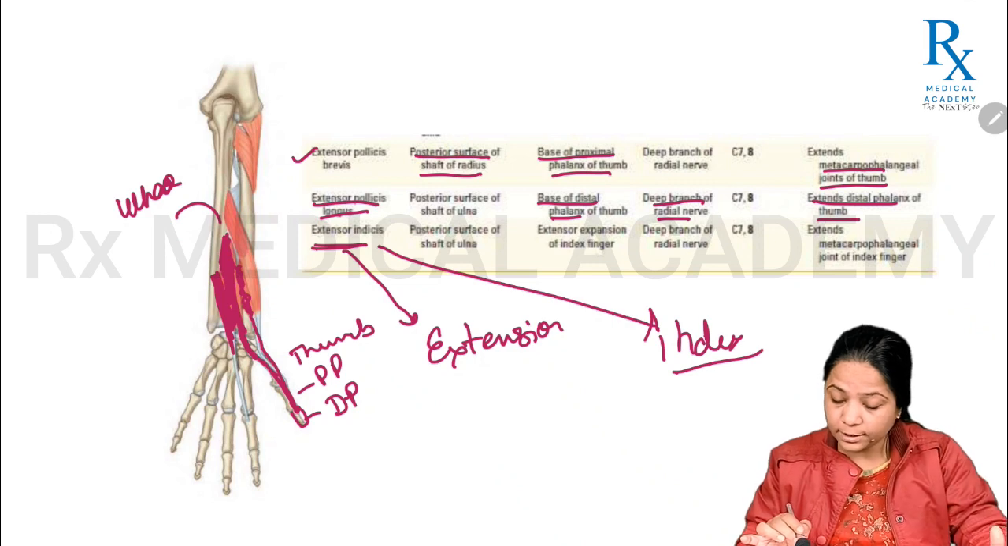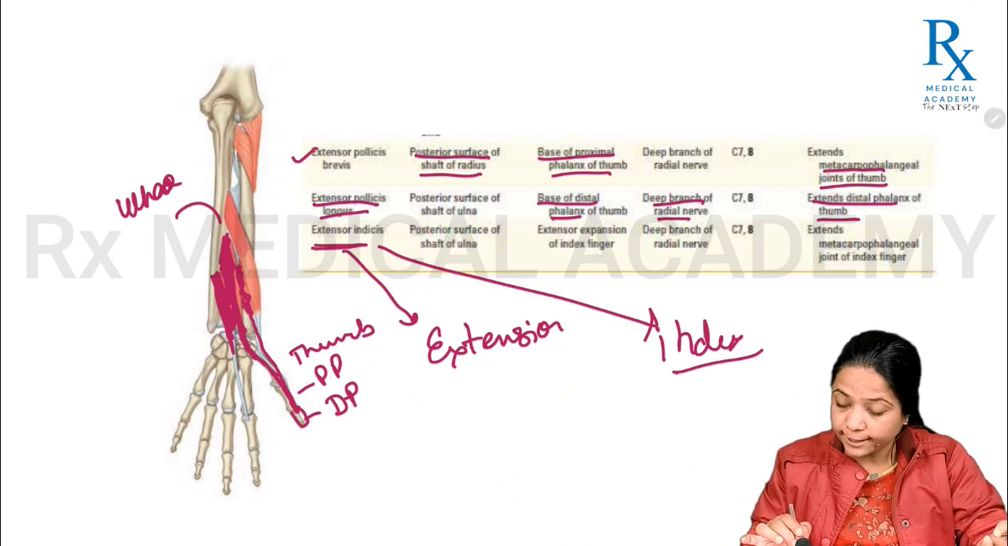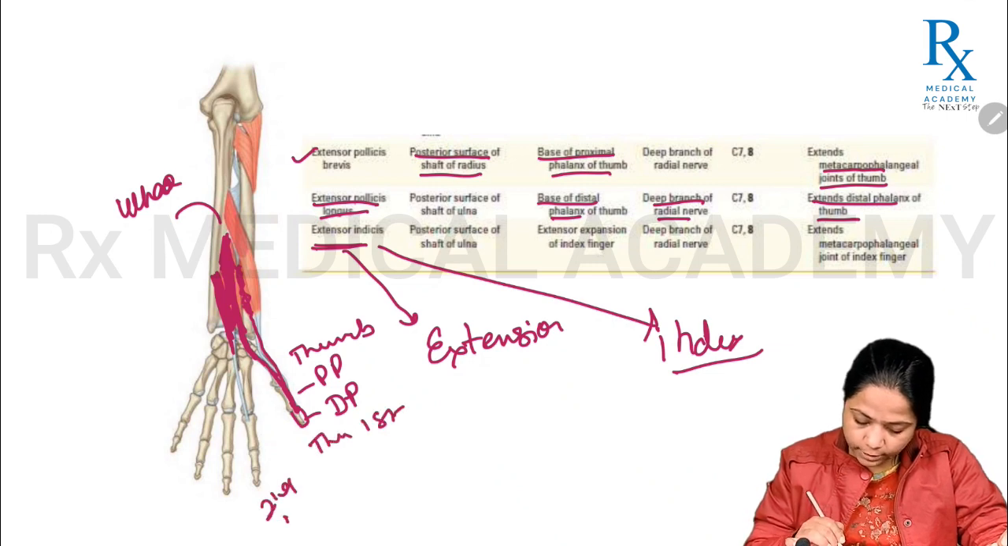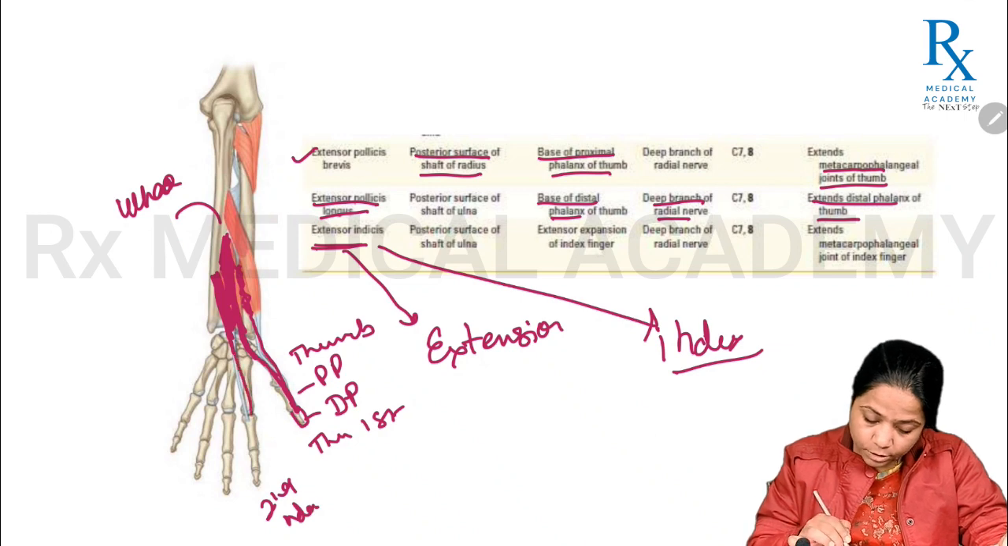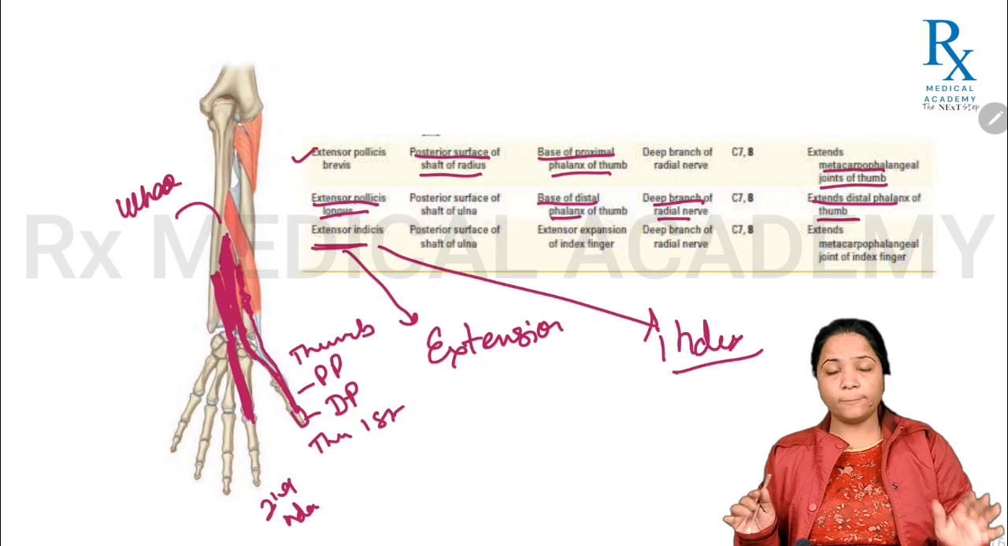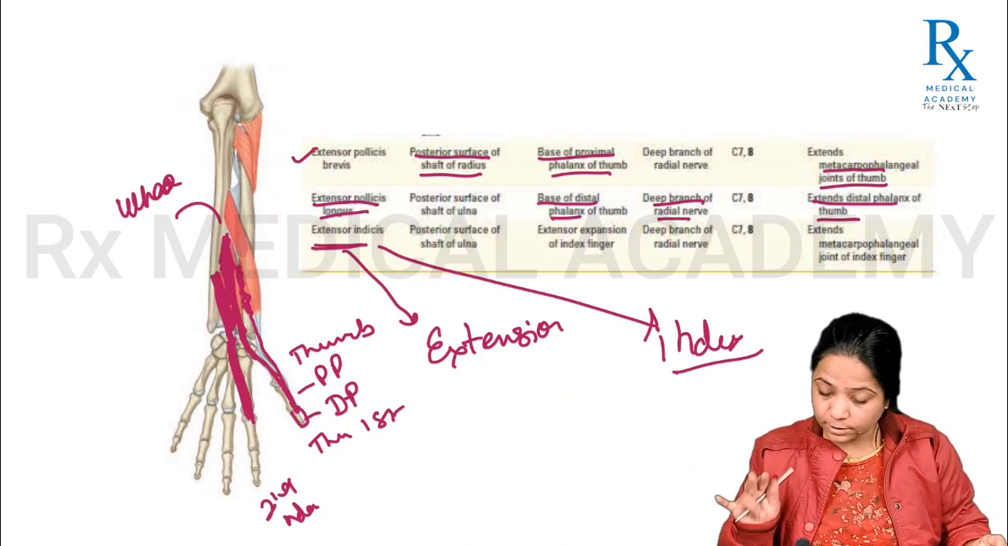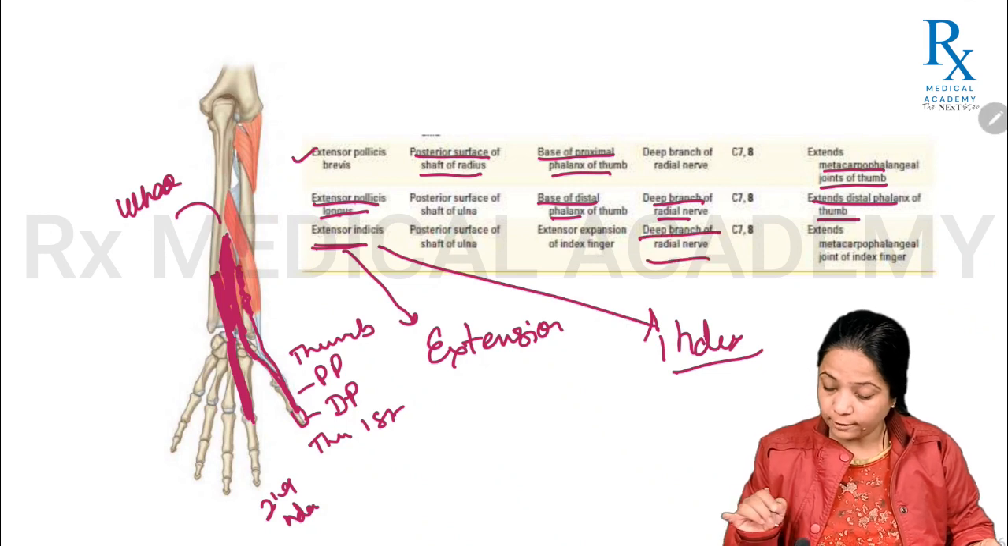insert onto the extensor or the dorsal digital expansion of the index finger, because this is the region of the thumb or the first digit, this is the second or the index finger. So it is going to insert onto the dorsal digital expansion of the index finger, and again it is supplied by, because it is situated deeply, the deep branch of radial nerve.